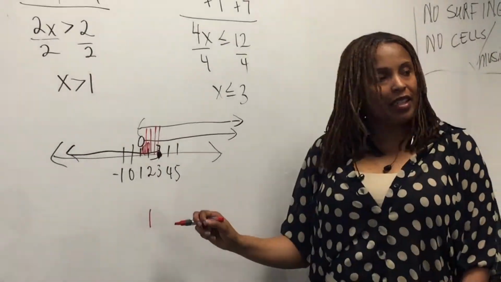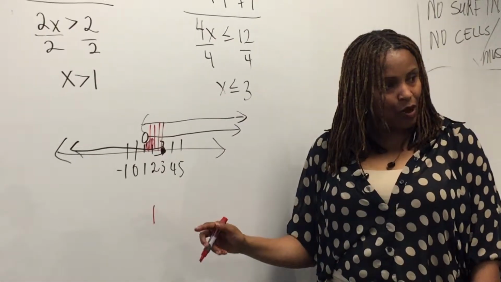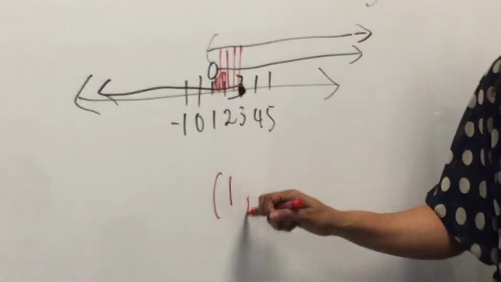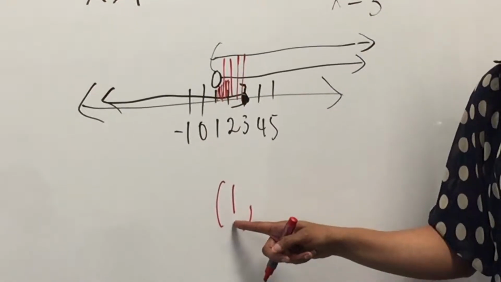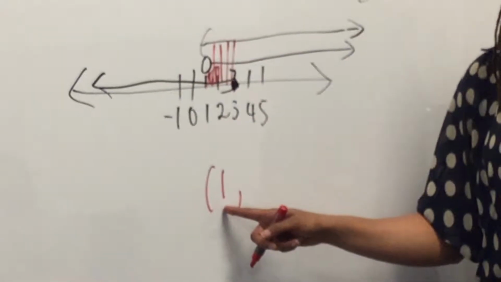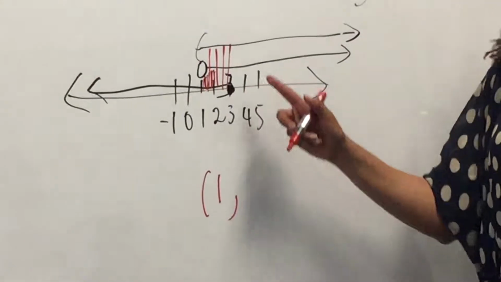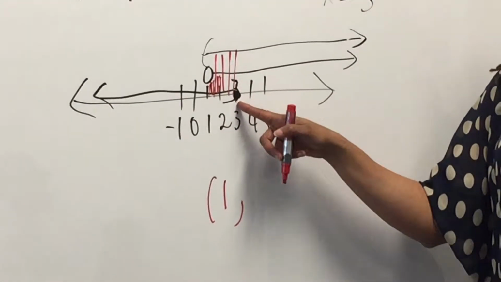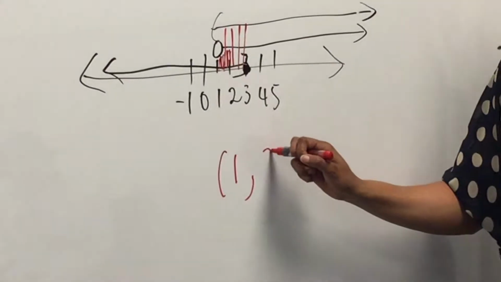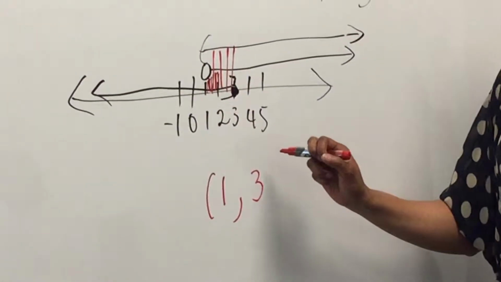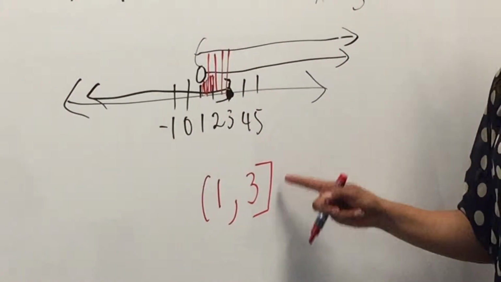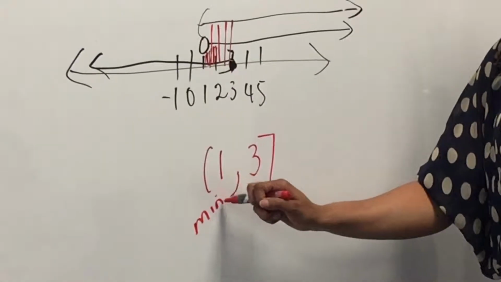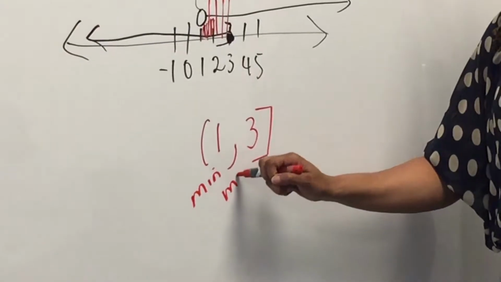So how would I write that in interval notation? You write the 1, but not included. This is as close as possible to 1, but not including the 1. Okay? And then I'll go up to what number? What do they have in common? Is 3 included? Yes, it is. So you use a bracket. When you're writing interval notation, you put the minimum first, comma, the maximum.